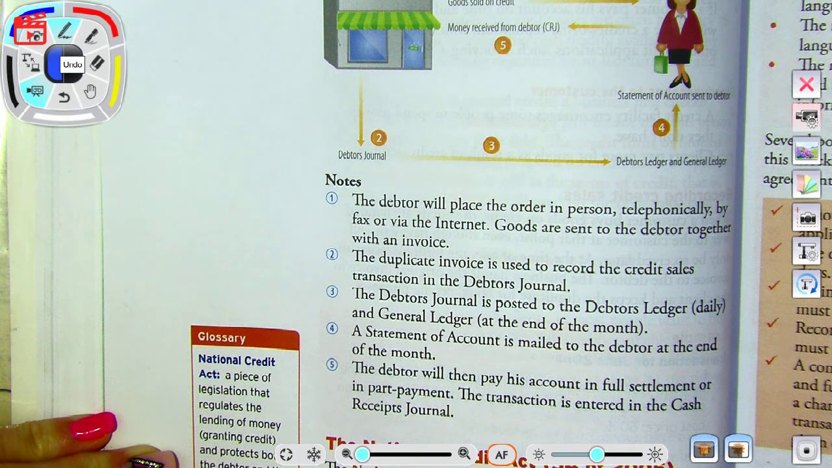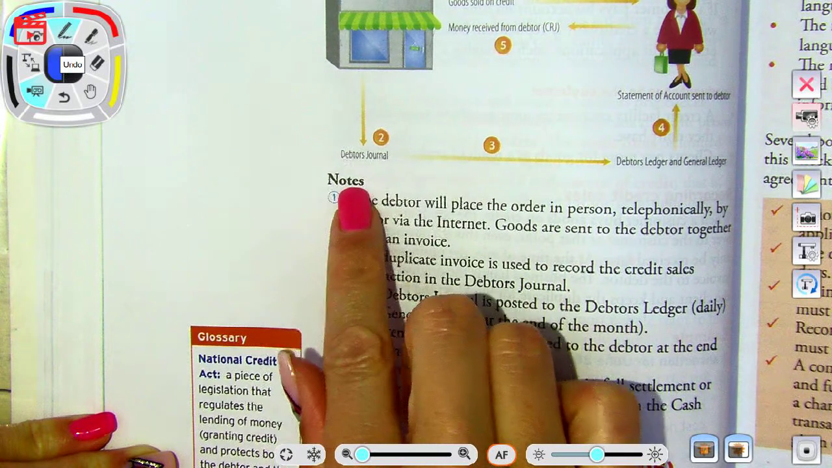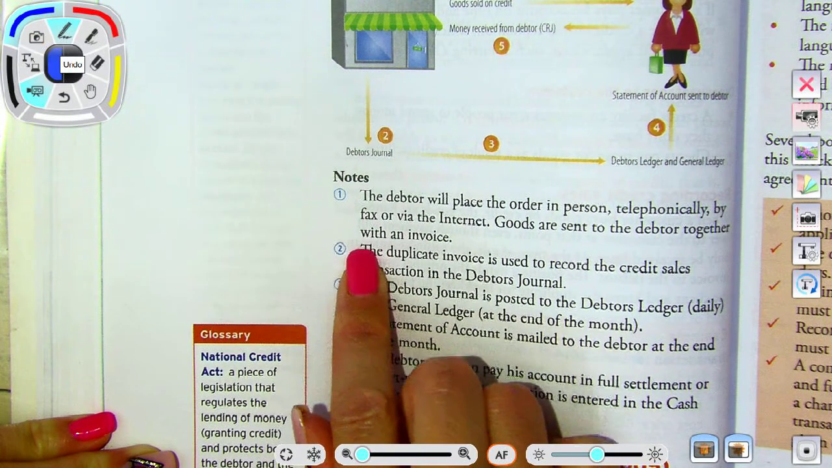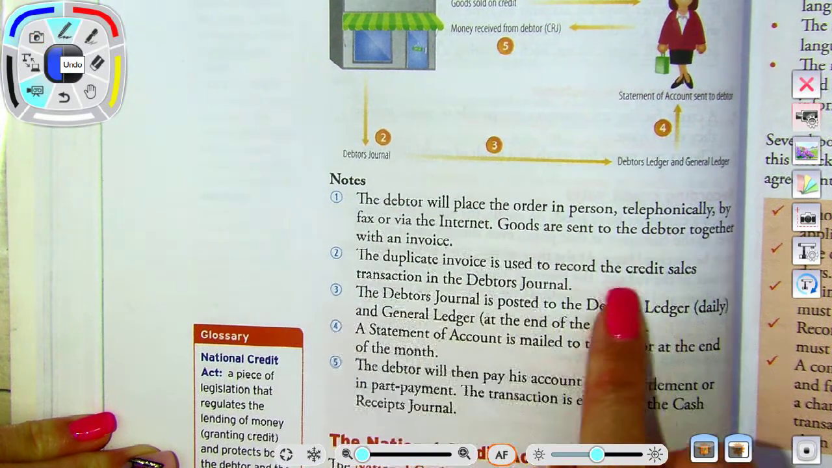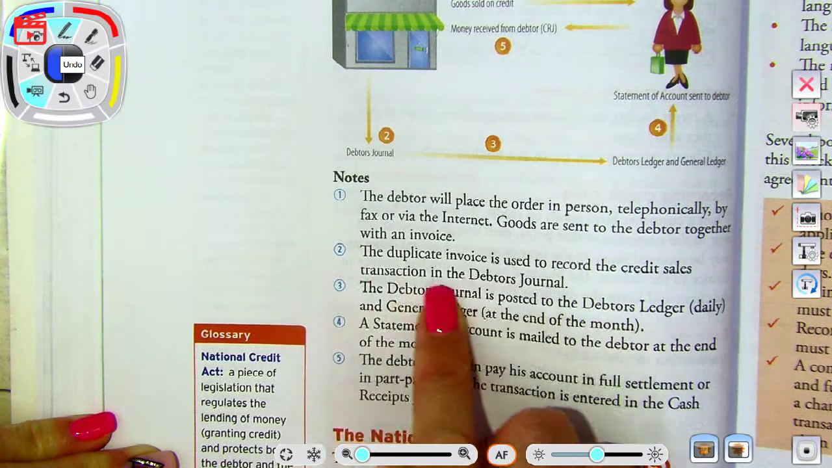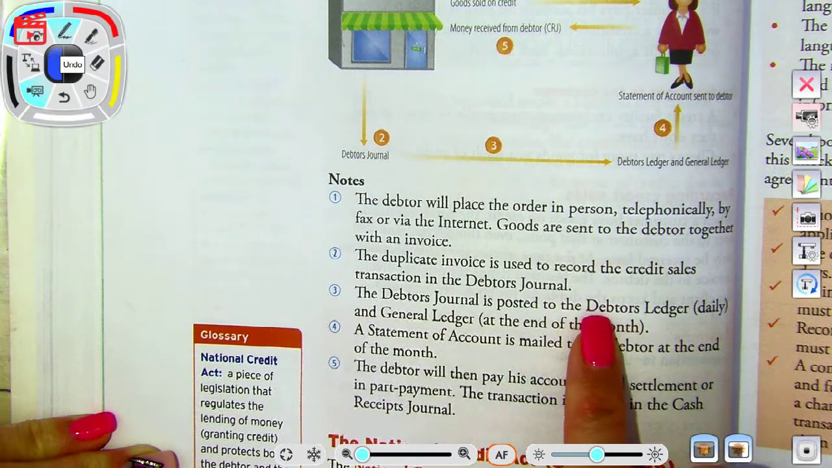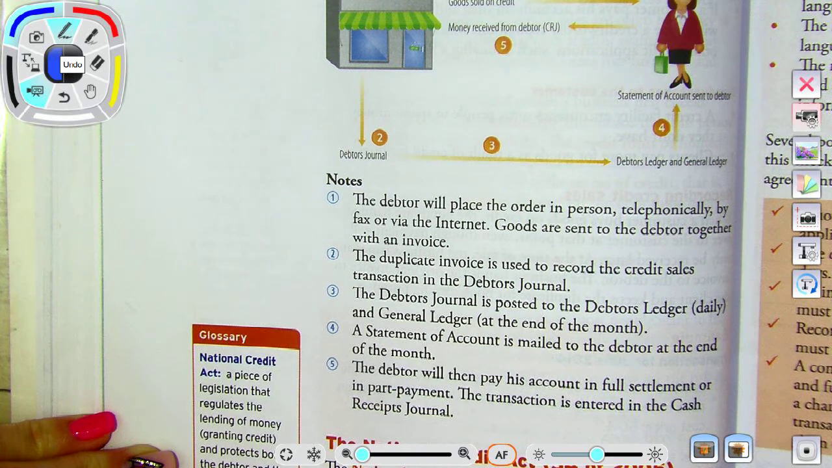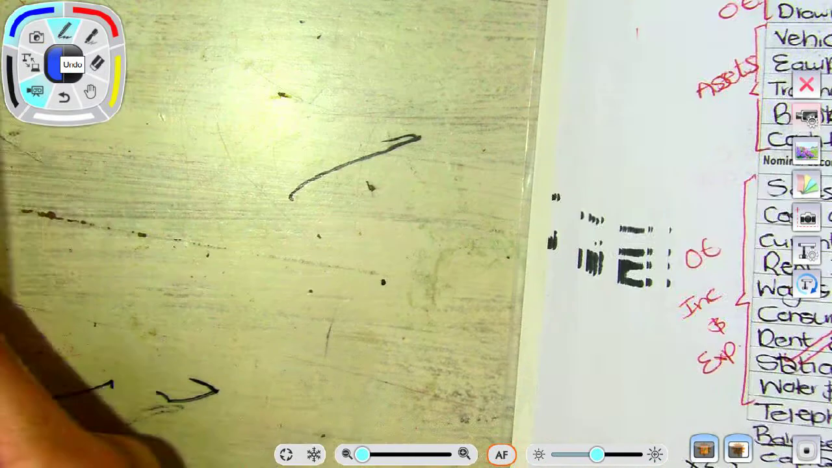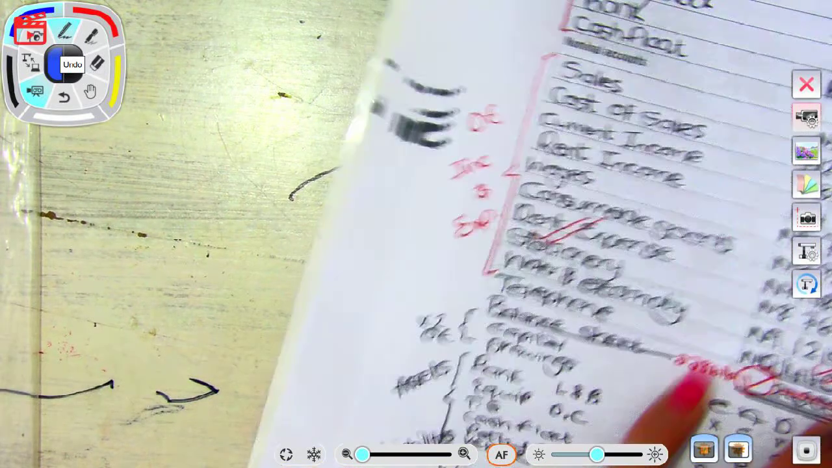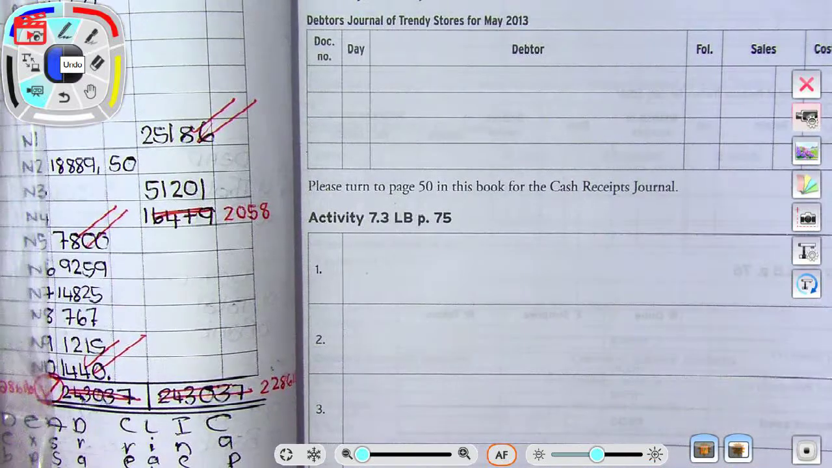Okay, but this basically just explains the process. This video is going to focus on how to record a credit sale in your DJ. Right, so please turn to your accounting books. Okay, and we are now going to be on page 47.